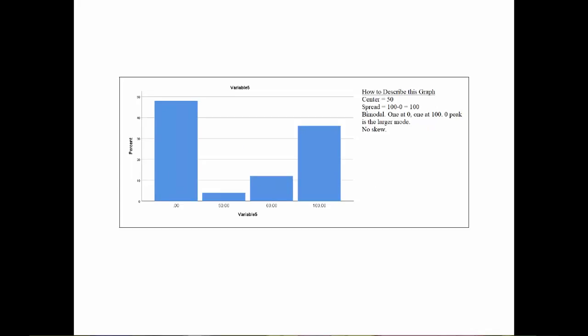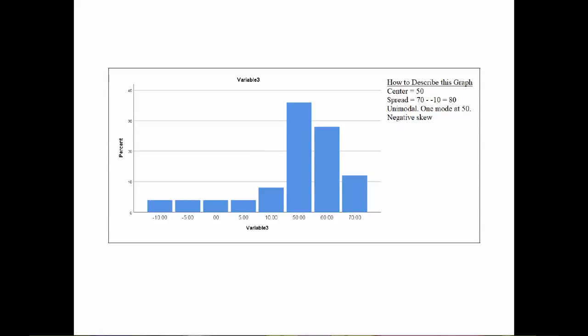In this graph, the center is 50, the spread is 100, the largest value, minus 0, the smallest value, which equals 100. The graph is bimodal, with one mode at 0 and the other mode at 100. The peaks are not even. The 0 peak is larger than the other mode, and there's no skew as the left and right sides of the graph extend about the same amount from the center of the graph.